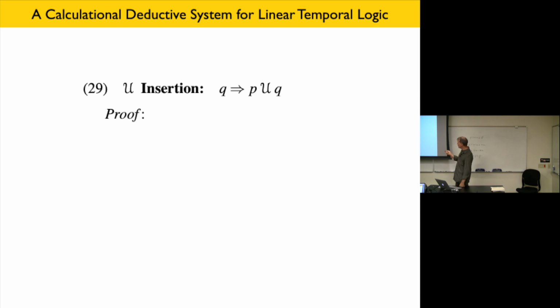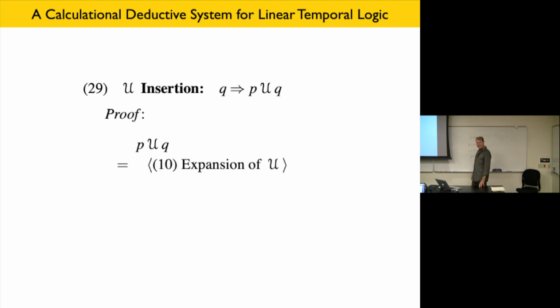All right, so let's do insertion. Insertion says Q implies P until Q. So here's the proof for that. P until Q. Okay, cameraman. 10. Expansion of until. That's a pretty easy one to quote. Go ahead. Q or parentheses P and next parentheses Q. Right. Okay, so that's just right off out of 10.